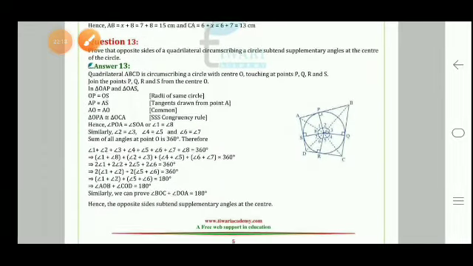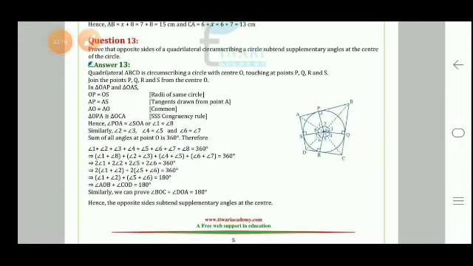Then the question number 13. The question number 13, what do we have? A quadrilateral ABCD circumscribing a circle with the center O touching at the points P, Q, R and S, joining the points P, Q, R and S to the center O. So what do we have to show here? We have to prove that the opposite sides of a quadrilateral circumscribing a circle subtend supplementary angles at the center.